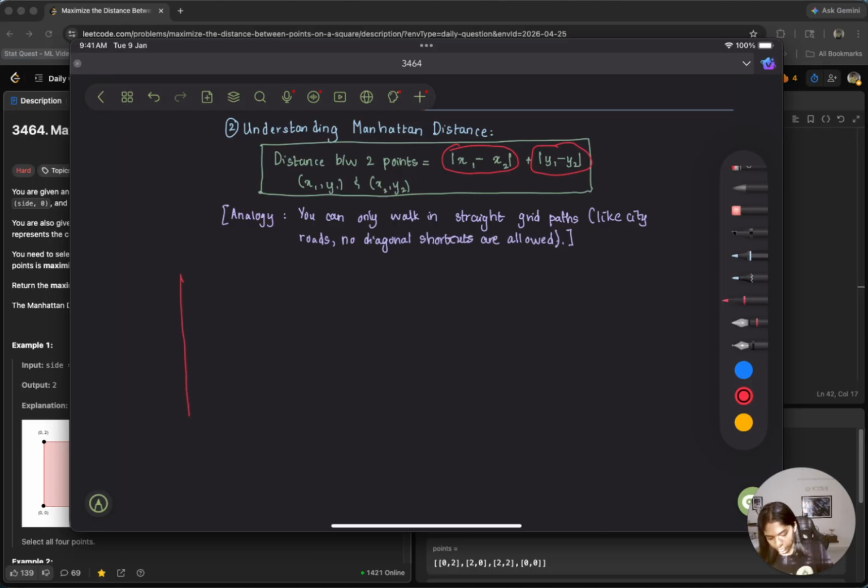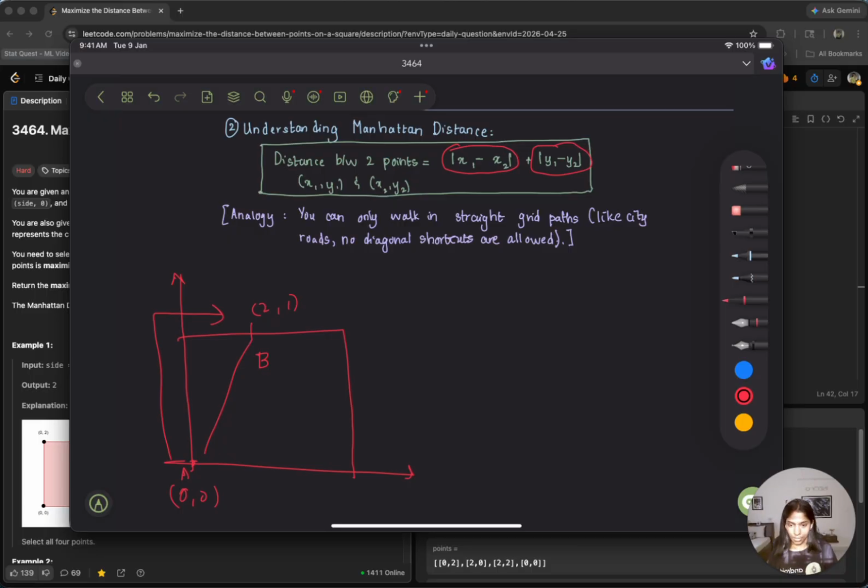So let's just take an example here. And also, I've mentioned here as an analogy, you can only walk in straight grid paths. Okay, so assume it's like a city. I believe that's why it has the word Manhattan in it. So you're not allowed to take the displacement and go in diagonal shortcuts. So if you have a square here and you have a point A over here at 0, 0, and let's say you have a point B over here, which is at like 2, 1, the Manhattan distance would be this distance effectively. So you're not allowed to take the shortcut and go like this. You have another point C here, this is the Manhattan distance. You have another point D.